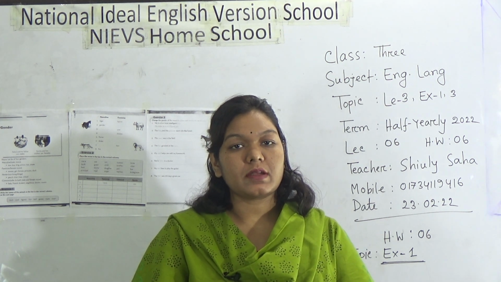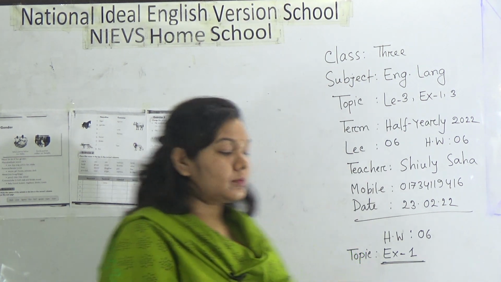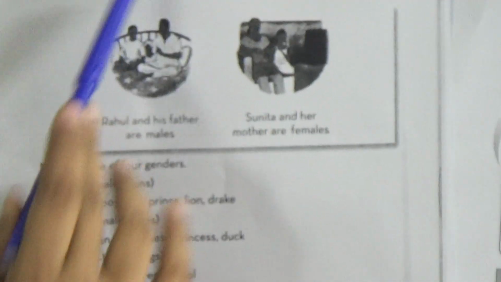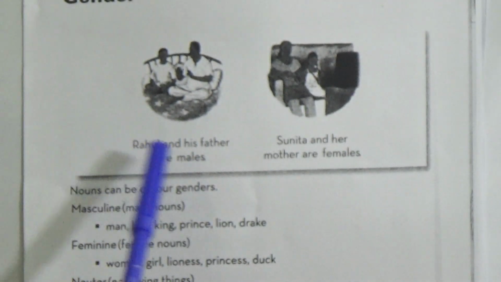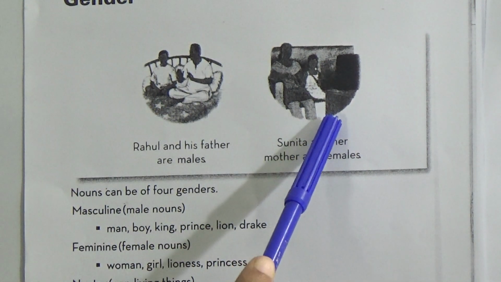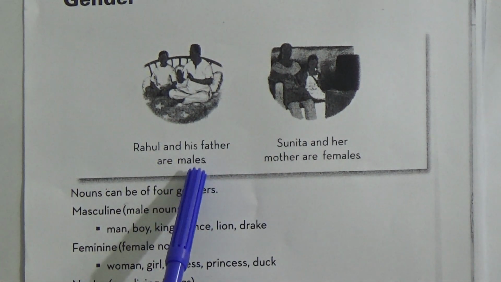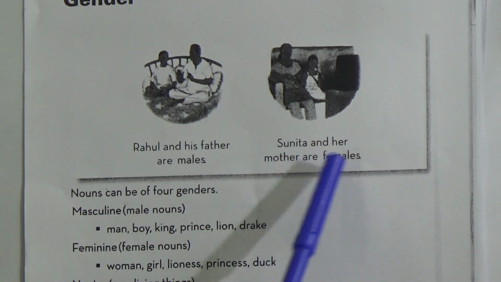Today's topic is gender. Today we will discuss gender. So let's get started with our class. The chapter is gender. Students, have a look at this picture. Here are two pictures. Rahul and his father are males, and Sunita and her mother are females.